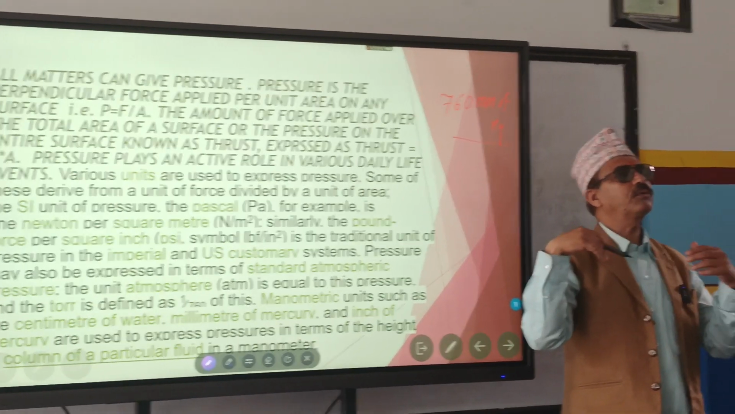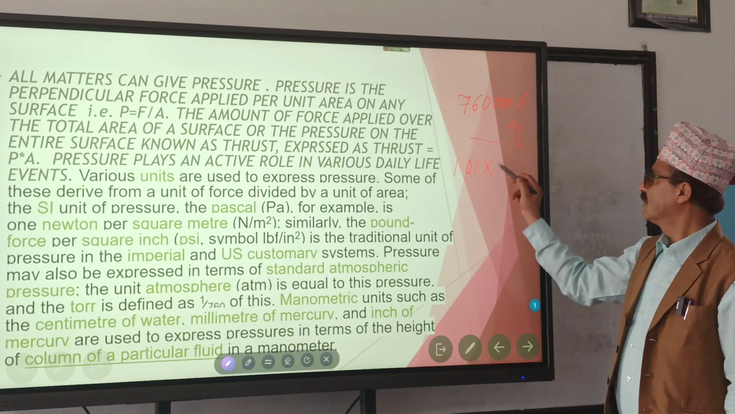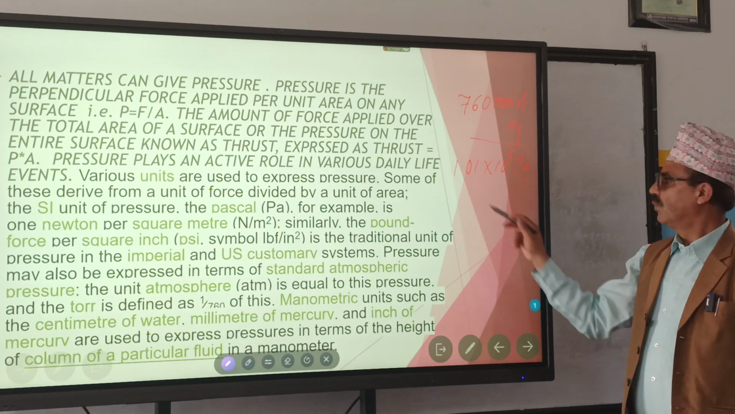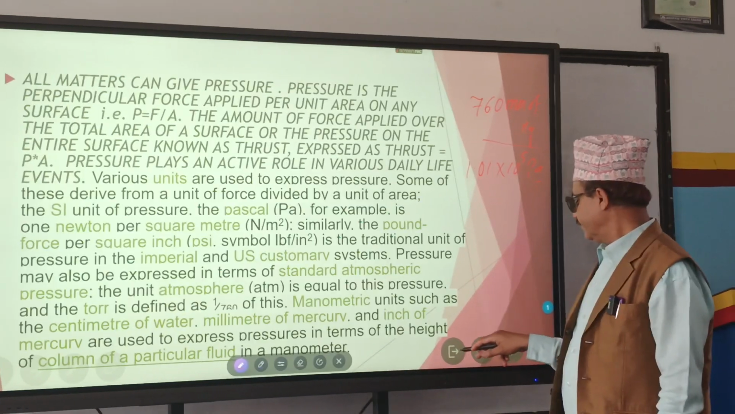But if you have to express it in Pascal, then that is 1.01 times 10 to the power 5 Pascal. So different units are there, right?